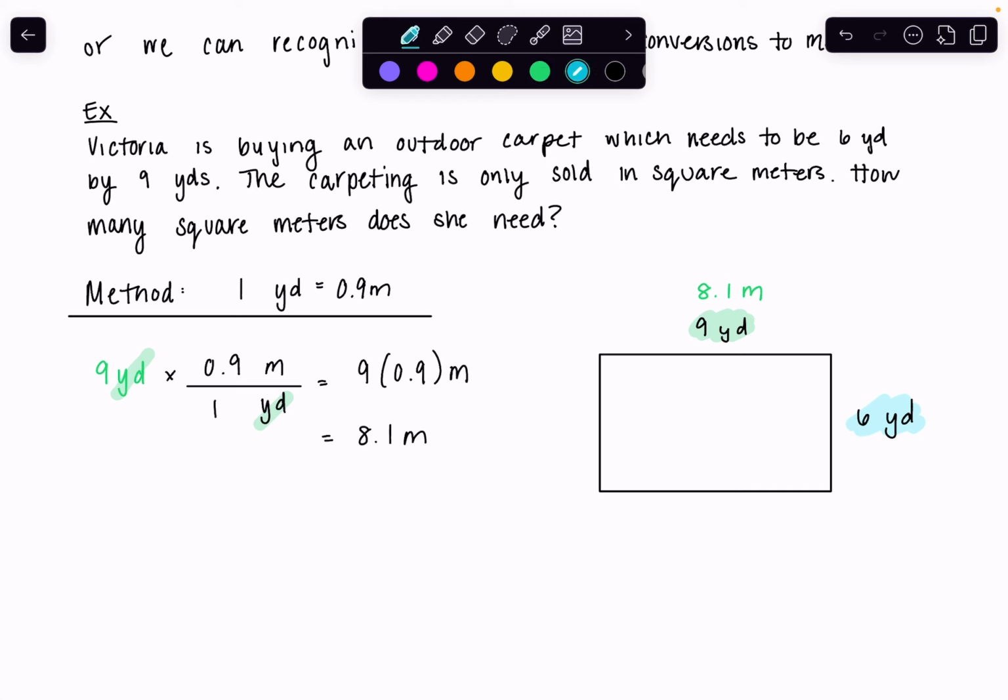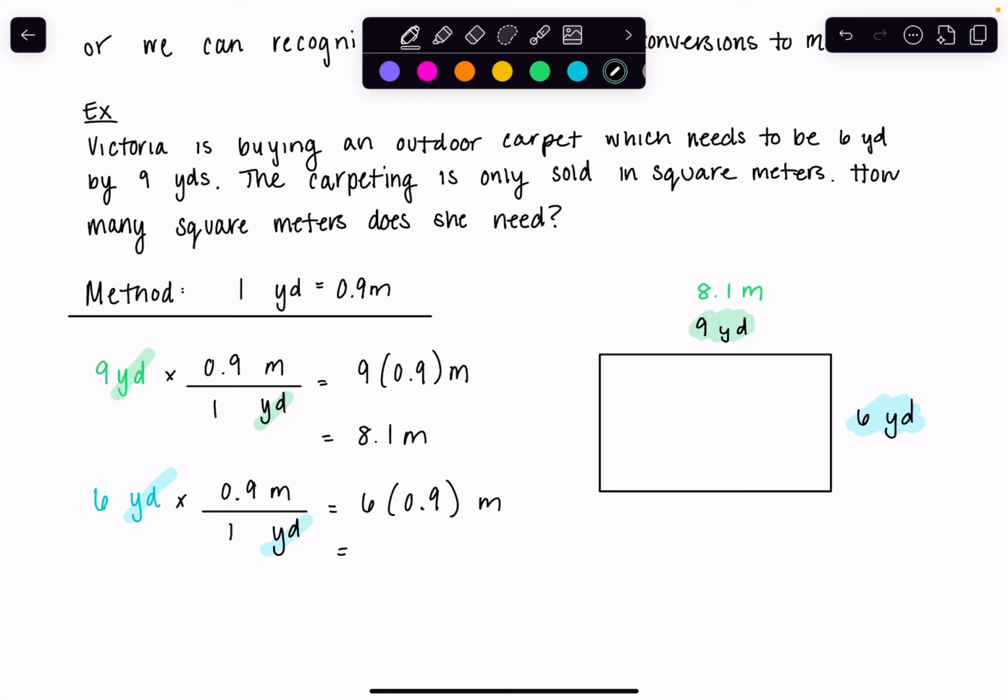Then doing the same thing with 6 yards. I'm really going to use the same conversion factor, because to get rid of yards, we put it in the bottom. And then 1 yard is 0.9 meters. So we have 6 times 0.9, and if we actually do that, that gives us 5.4 meters. So this side length is 5.4 meters.